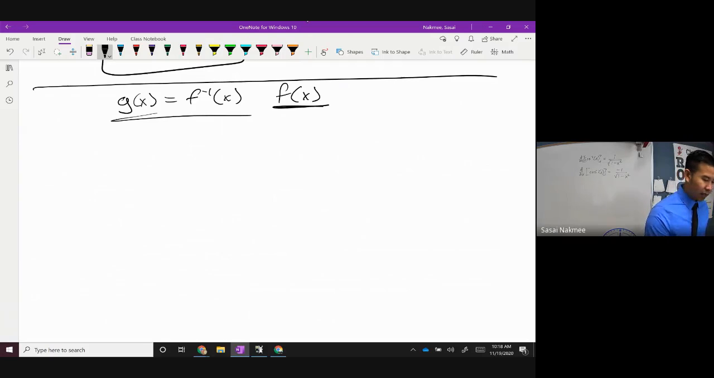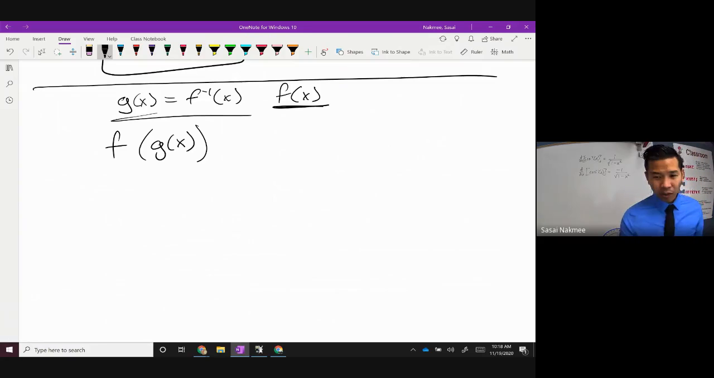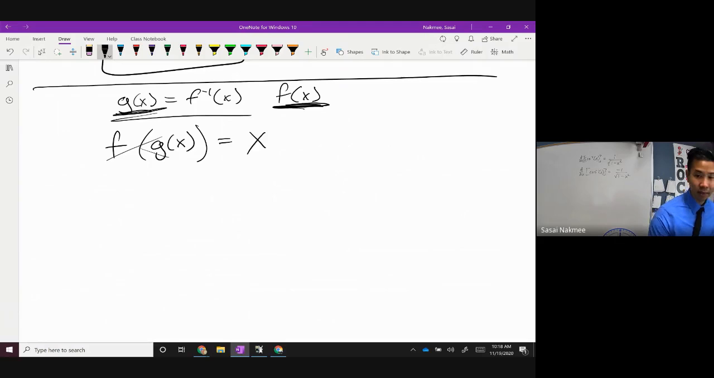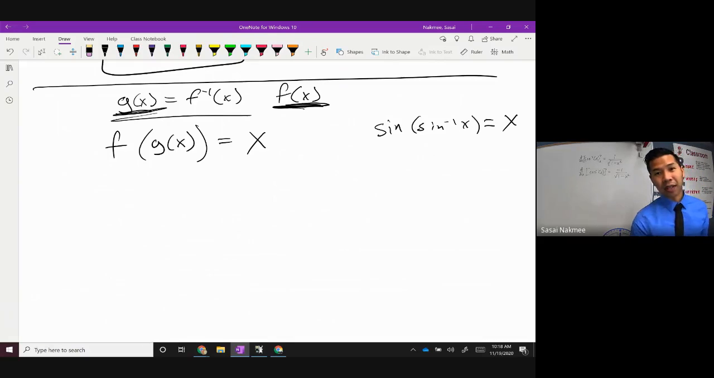Hear me out. If I take the inverse function together with the original function, what you should understand is that they would cancel each other out, and you're just left with x. Just like if you had sine of inverse sine of x, that would just equal x, because the sine and the inverse sine cancel each other out, like our warm-up we did today. Now, why is that important? We've learned the chain rule, and we can apply the chain rule.